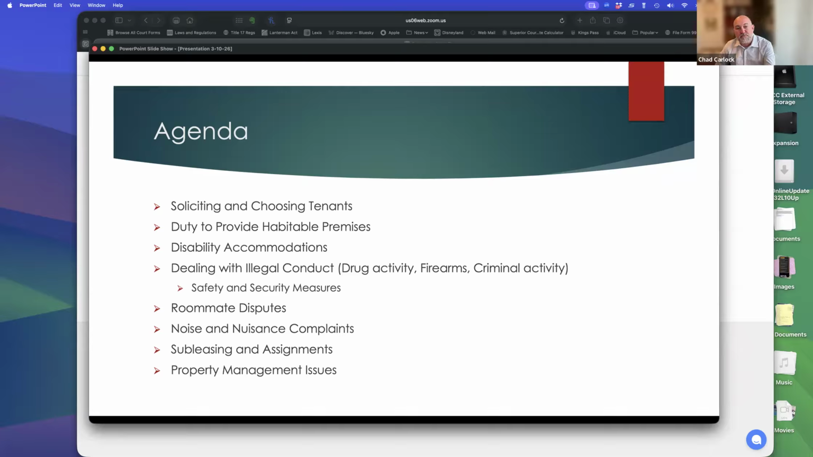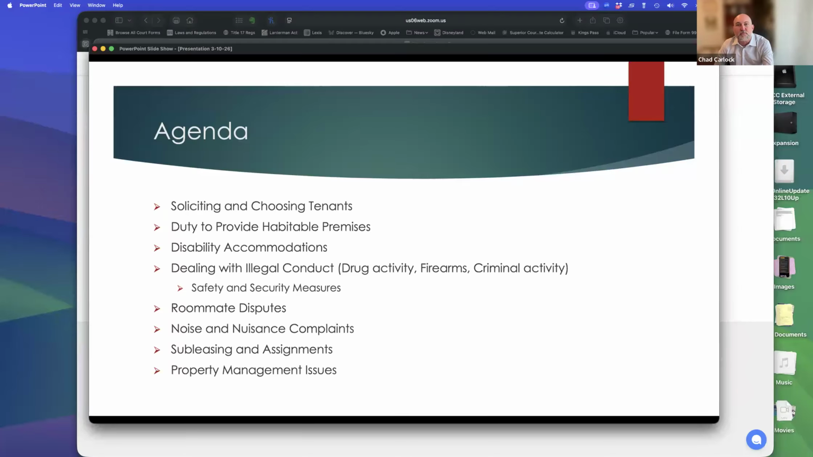We're going to talk about how you solicit and choose tenants, do's and don'ts. Questions to ask, questions to avoid, that kind of thing. How you do the screening process, and make sure that you are selecting applicants in compliance with all of your legal obligations, including fair housing obligations and processing application fees, all those sorts of things.